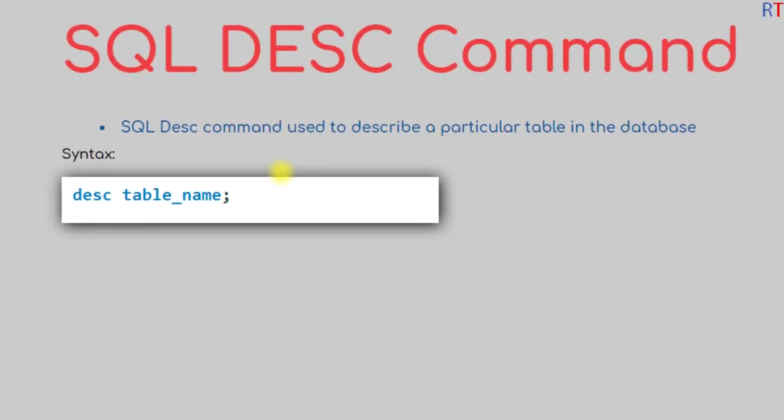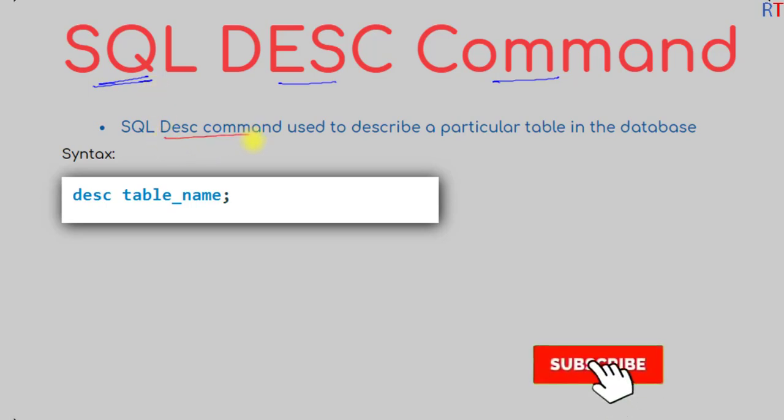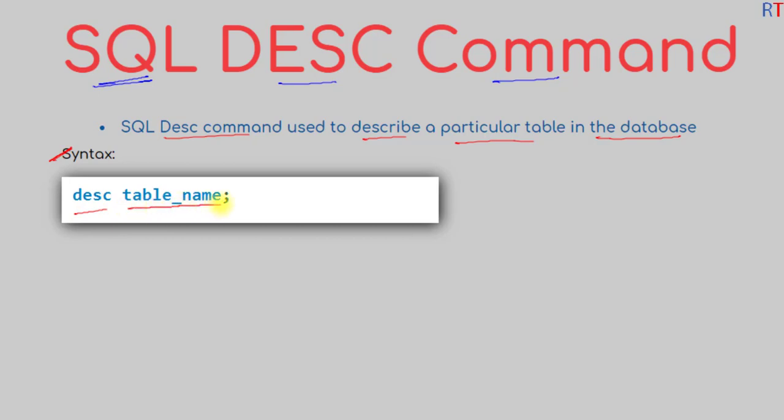Hey, what's up guys? In this video we're going to talk about the DESC command in structured query language. The DESC command is used to describe a particular table in the database, and the syntax is, first of all, we have to write the DESC command followed by the name of the table, and this line of statement will show the detailed description about that particular table.